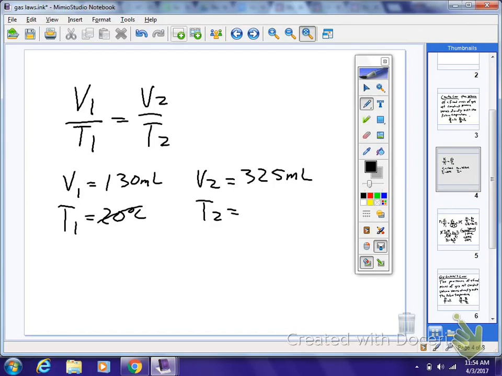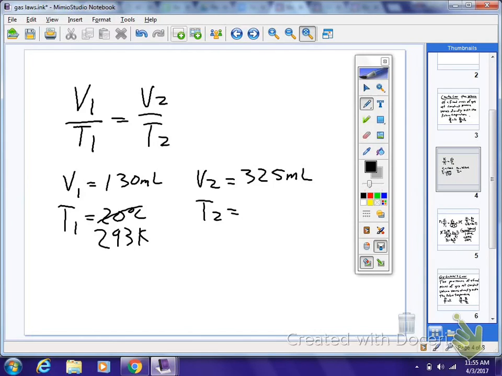So what would it be in Kelvin? What do we have to add to 20? 273, so it'd be what? 293 Kelvin. Milliliters does measure volume, so I'm okay with that. That's fine to have it in that term. Now, I want to solve for T2.